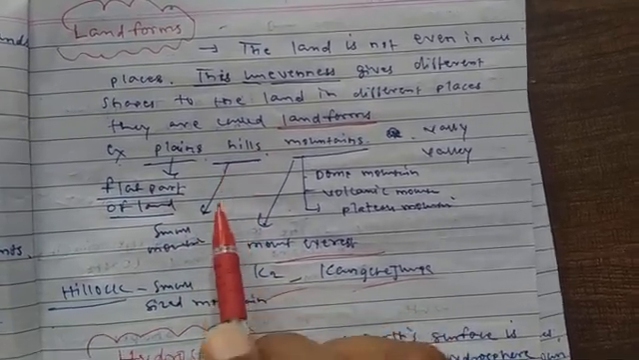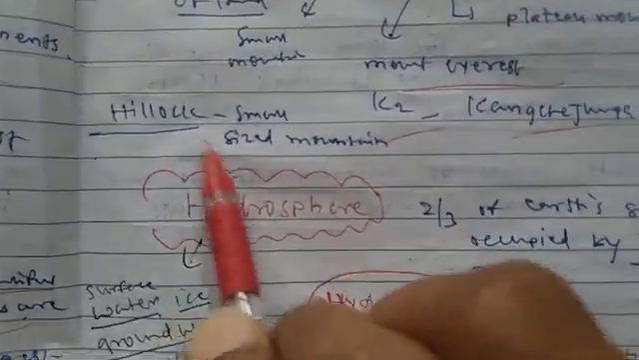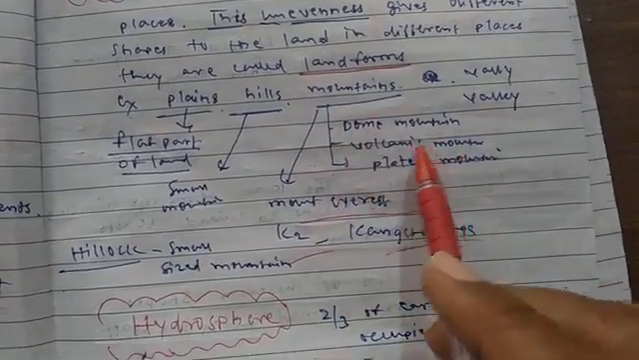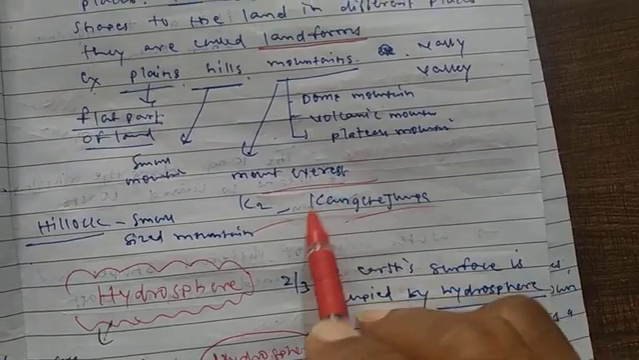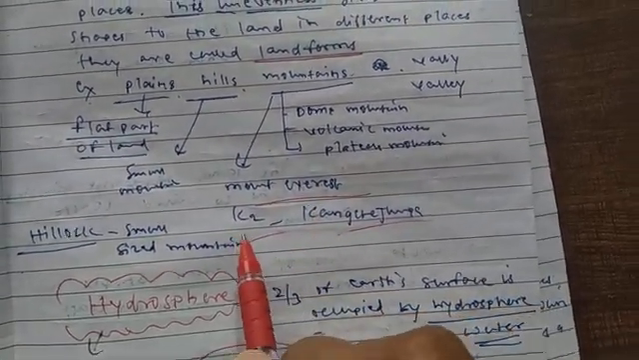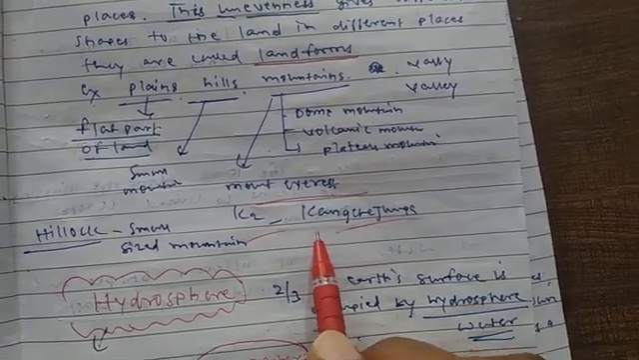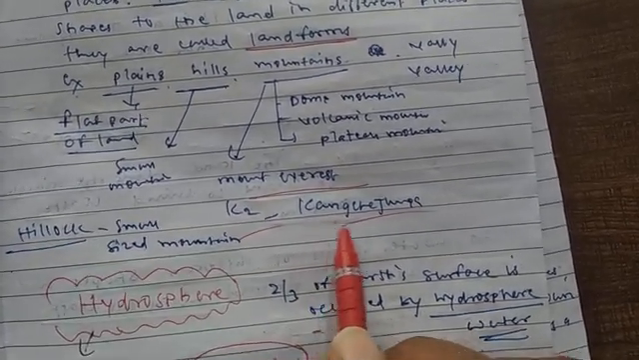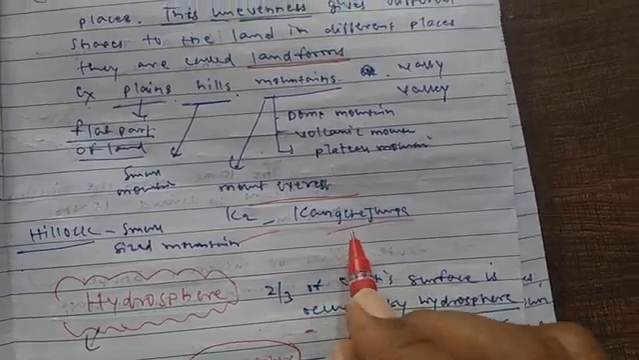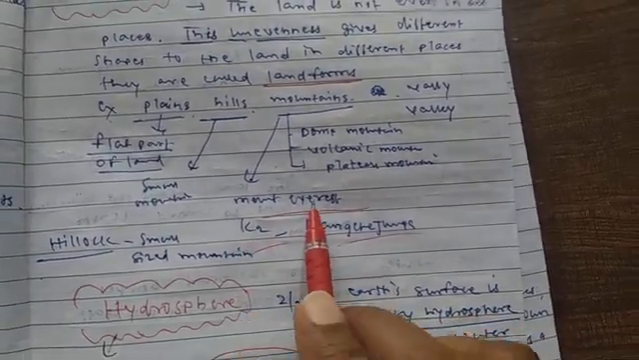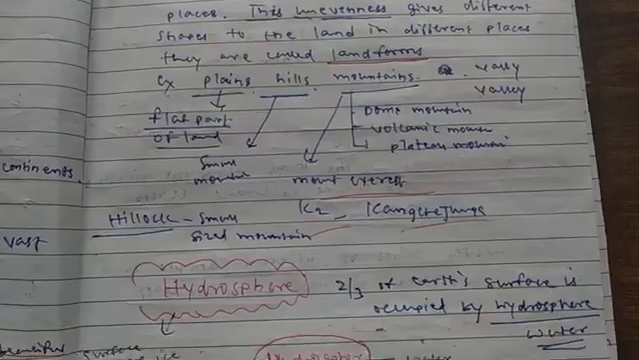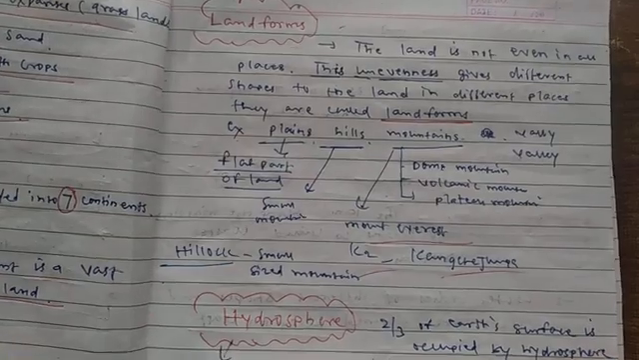Somewhere we see hills, hillocks, which are small-size mountains. Somewhere we see mountains: Dome Mountain, Volcanic Mountain, Plateau Mountains. In India, Mount Everest is the highest mountain, and there is also K2 and Kanchenjunga. And different valleys are there. In this way, this is information about the different landforms.